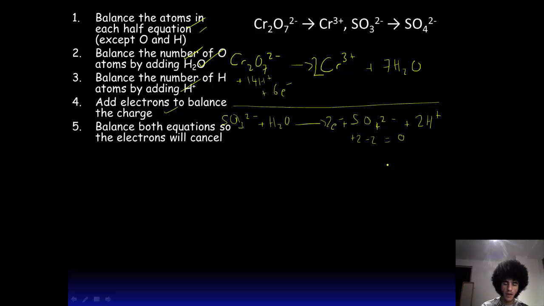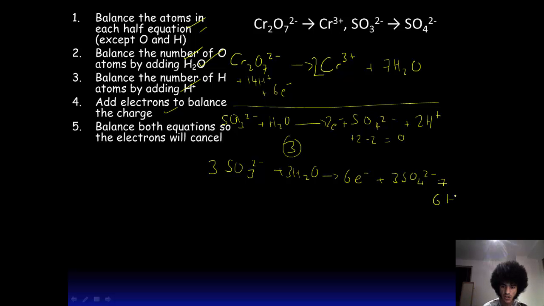Now I have to balance both equations so the electrons will cancel, and this is the tricky bit. On this one I've got 6 electrons, but on this one I've only got 2. So in order to make the electrons balance on either side, I can multiply this up by 3, because 3 lots of 2 will make 6 electrons. So multiplying it out, it will be 3SO3 2 minus plus 3H2O will make 6e minus plus 3SO4 2 minus plus, I'm running out of room here, 6H plus.